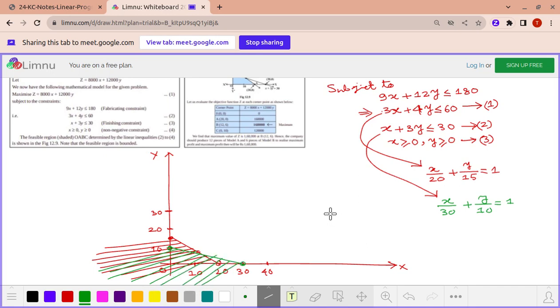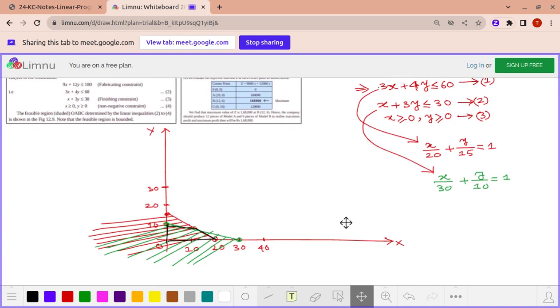Okay. Now we need to consider the feasible region as the region where the red and the green line overlap, and also it is in the first quadrant because of the non-negative constraints x greater than or equal to 0, y greater than or equal to 0. So that means if I mark the feasible region in black color, this is the feasible region, correct? Let me move it up a little bit.